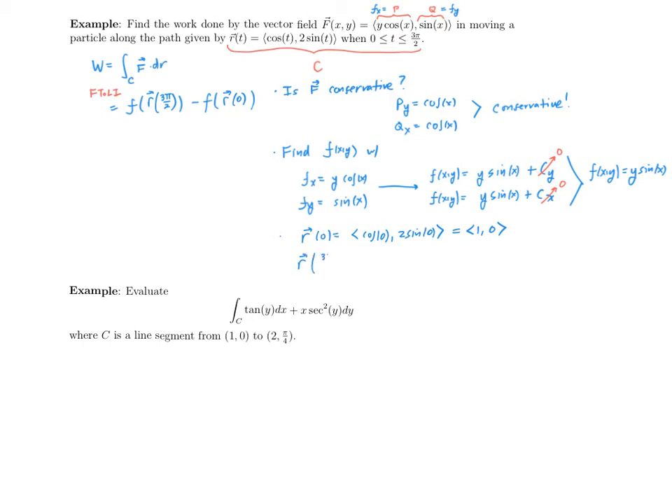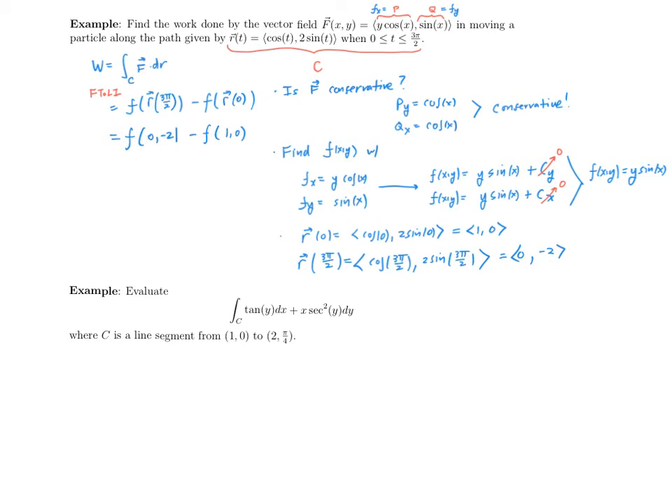Similarly, r of 3 pi over 2 is cosine of 3 pi over 2, comma 2 sine of 3 pi over 2. And note, cosine of 3 pi over 2 is equal to 0, and sine of 3 pi over 2 is minus 1. So the end point of our curve is the point 0, minus 2, and the start point of our curve is 1 comma 0.